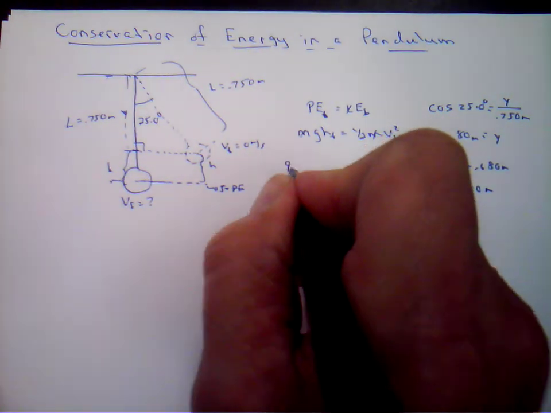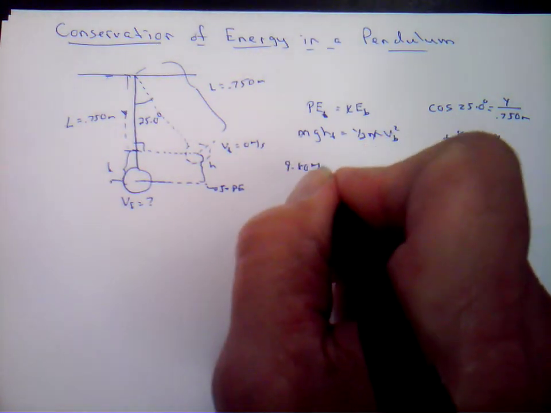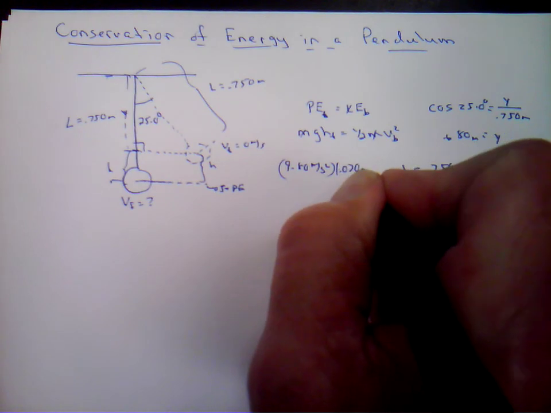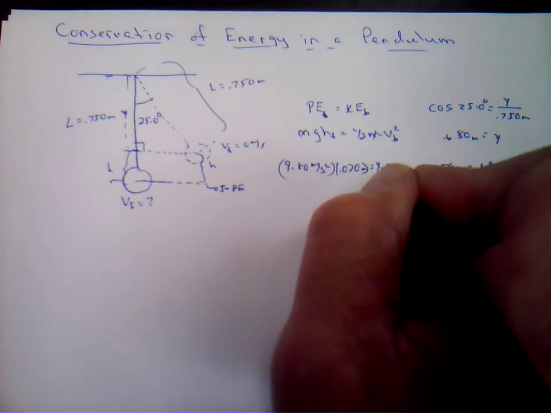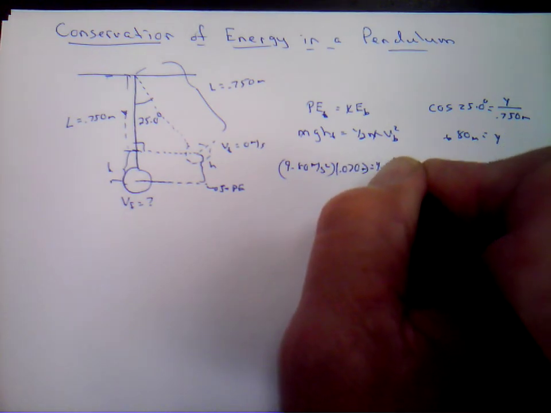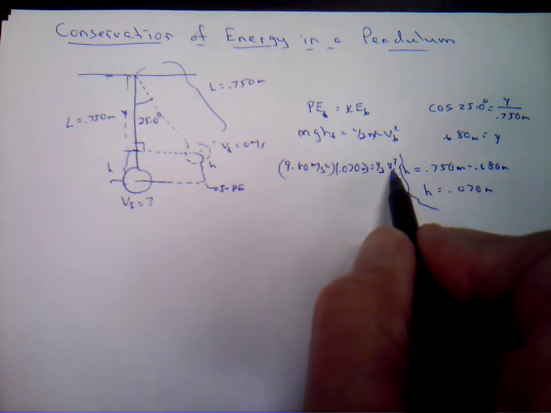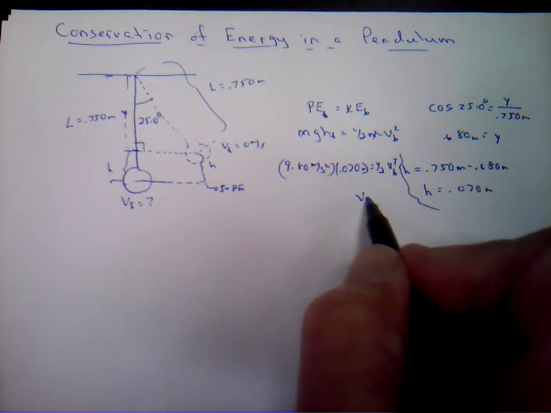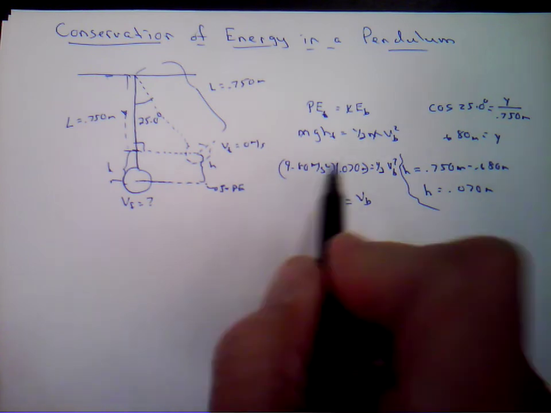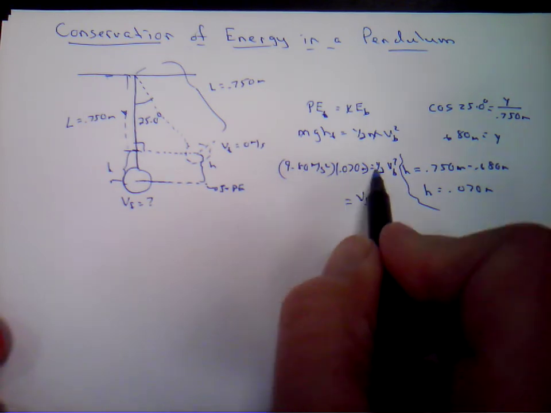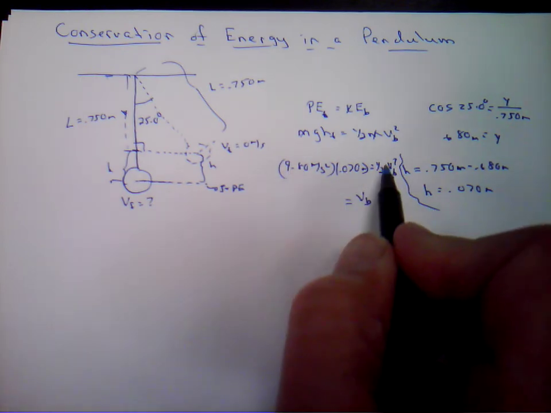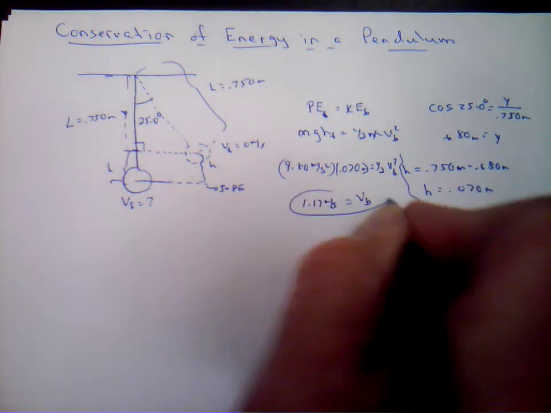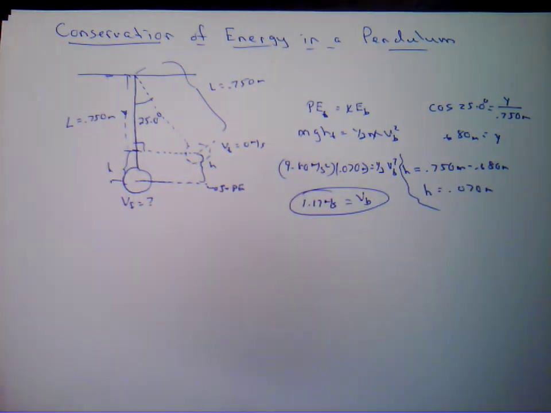So I'm going to put in 9.80 meters per second squared times the height of 0.070 meters equals 1/2 times velocity of b squared. We solve for this velocity of b. You can do the math on that; you can pause this video. You can take 9.8 times 0.07, multiply by 2, and then take the square root of that number, and we should get 1.17 meters per second for the velocity of b at that point right there.